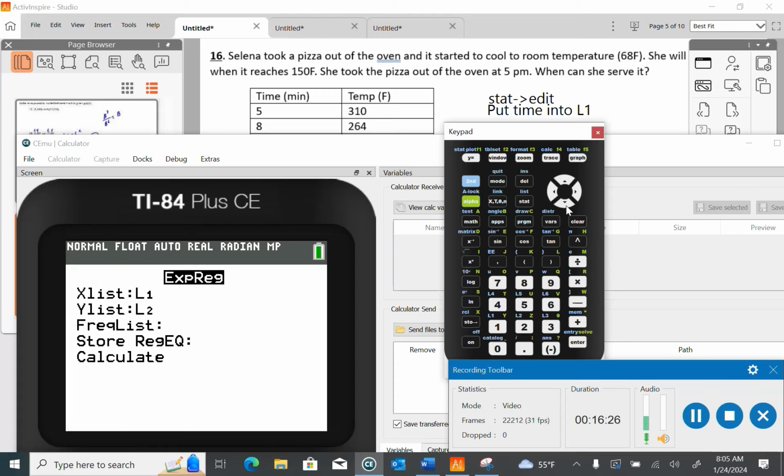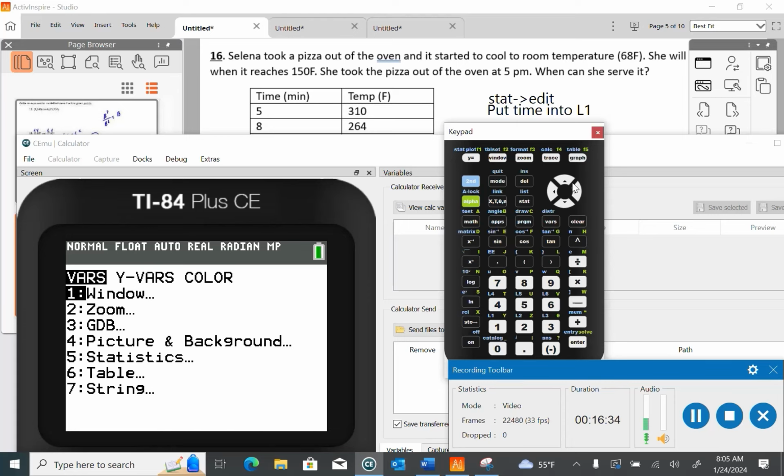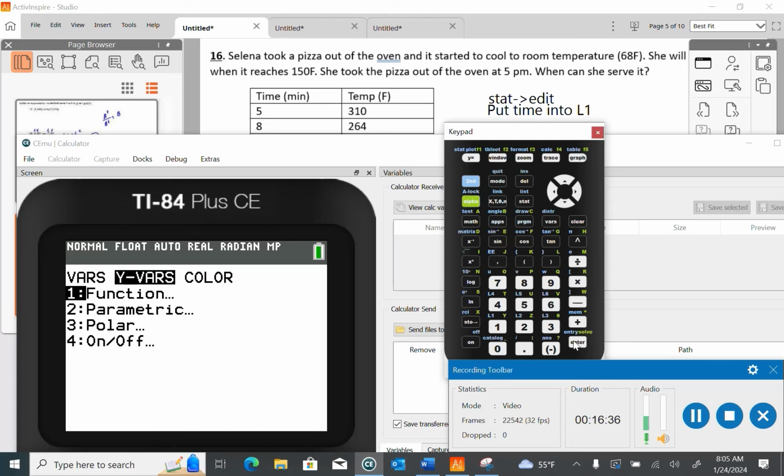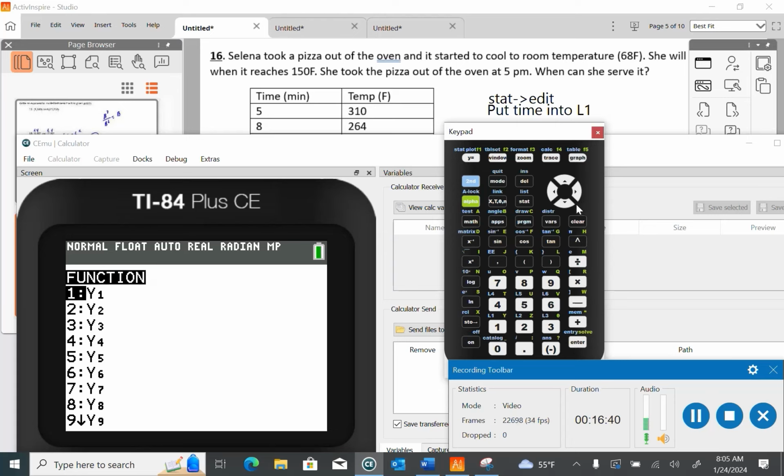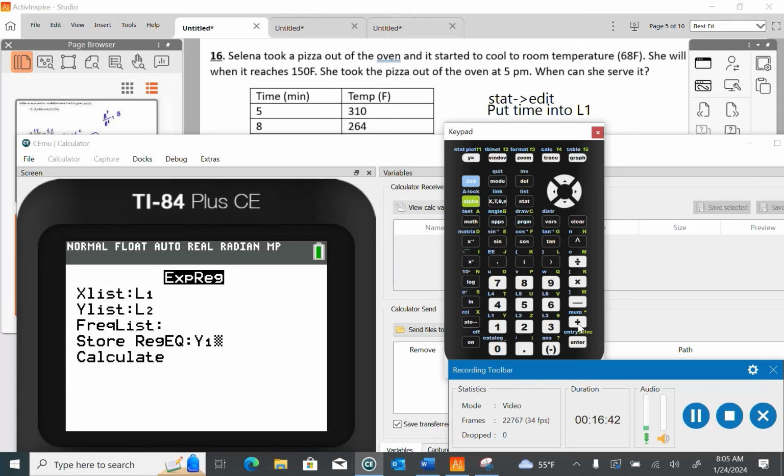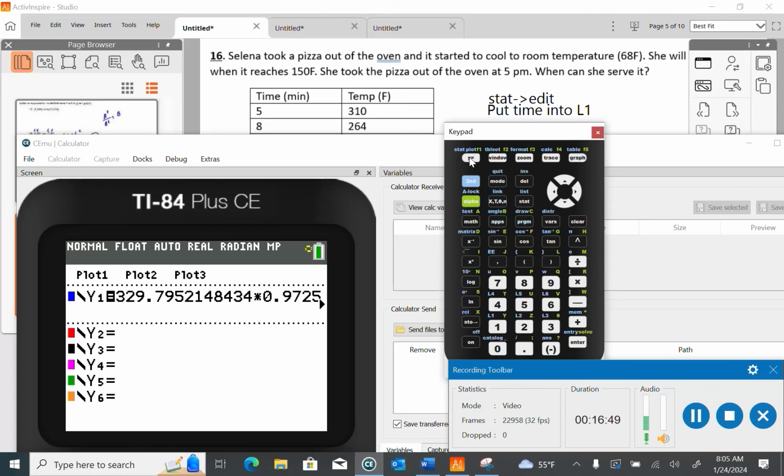I'm going to scroll down where it says store regression equation, and I'm going to hit the vars key. Scroll to y variables. Function is what I want, and I'm going to put that in y1. Now I'm going to scroll down to calculate. This screen looks exactly the way it should. But when I go to y equals, there is the regression equation. It's in y1.